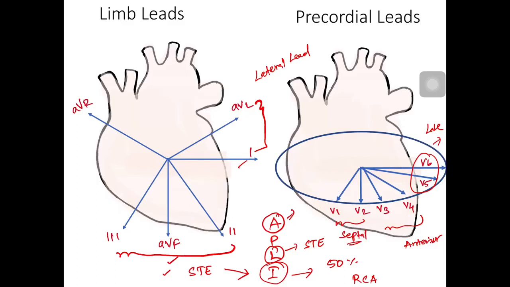If it is a pure anterior infarction, then V3 and V4 will show the ST segment elevation. But the most common type is anteroseptal, where V1, V2, V3 and V4 all show the ST segment elevation, which shows involvement of the interventricular septum also.